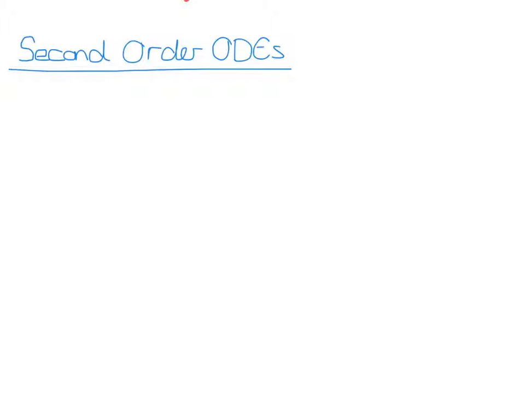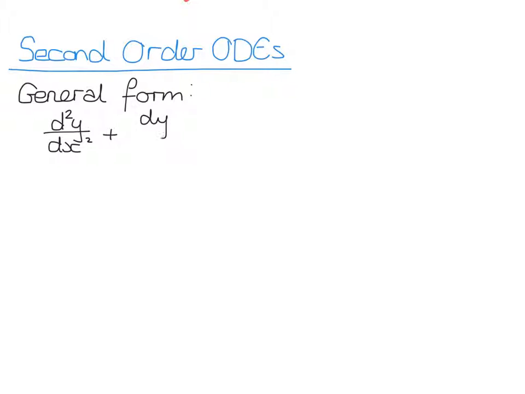So let's have a look at second order ODEs. The general form of a linear second order differential equation is d2y by dx squared plus dy by dx times p of x plus y times r of x equals q of x, where p of x, r of x and q of x are all given functions of x.